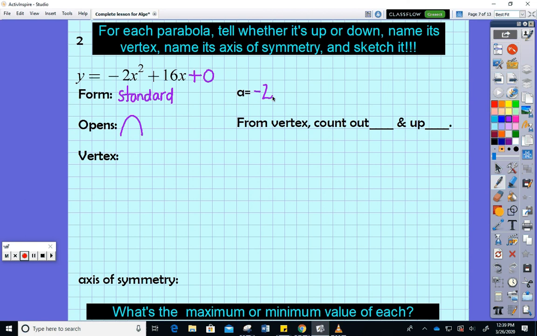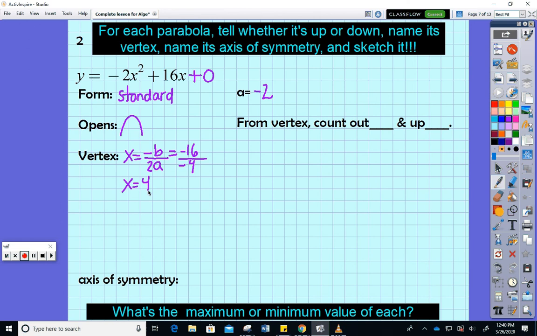Now, the vertex you can't just see, so we're going to have to do the work on this one. And the formulas I gave you said, first find x using x equals -b all over 2a. So -b is -16. 2a is 2 times -2, which is -4. Well, that reduces to x equals 4.